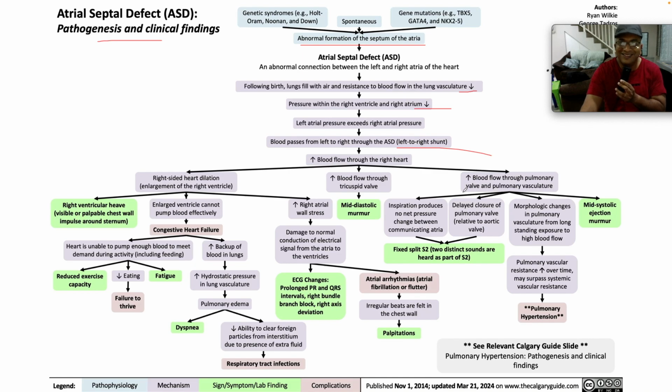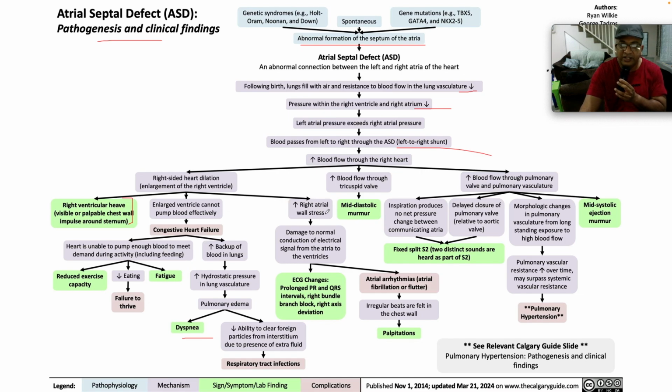From this point, there are three branch points. Right sided heart dilation, which is the enlargement of the right ventricle. As a result, you have a right ventricular heave, which gives rise to a visible or palpable chest wall impulse around the sternum. The enlarged ventricle cannot pump blood effectively. This leads to congestive heart failure and reduced exercise capacity, fatigue, failure to thrive, and increased backup of blood in the lungs with increased hydrostatic pressure in the lung vasculature, leading to pulmonary edema, which leads to dyspnea and increased propensity to respiratory tract infection.